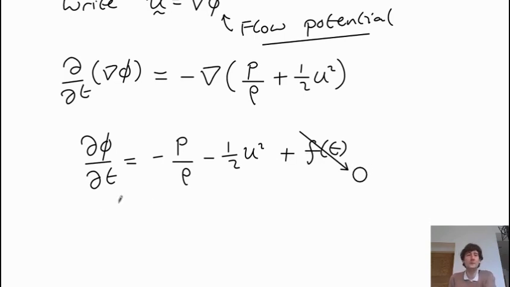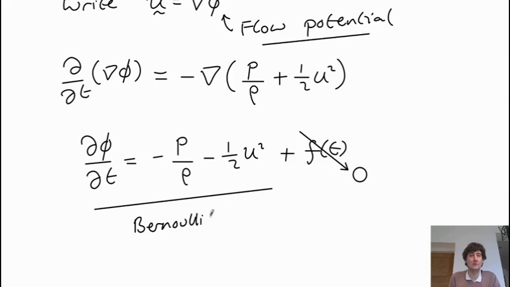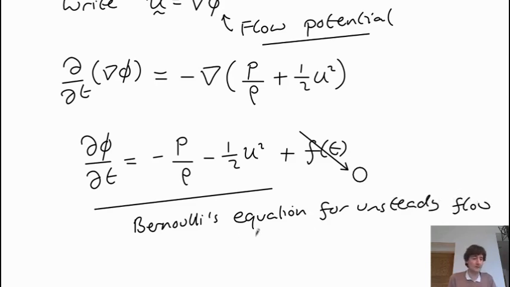And so we end up with an equation which is a non-steady state equation, so it has time derivatives. It tells us how the flow is responding to changes in, say, pressure and velocity. And this is Bernoulli's equation for unsteady flow. And this has been an interesting and useful equation in the development of aerodynamics, as I said, because it allows many other calculations to be made analytically.